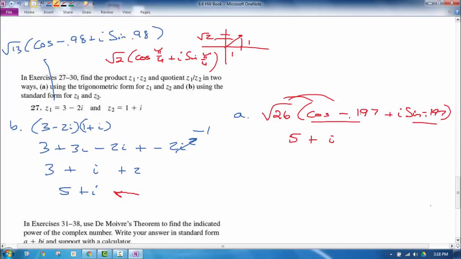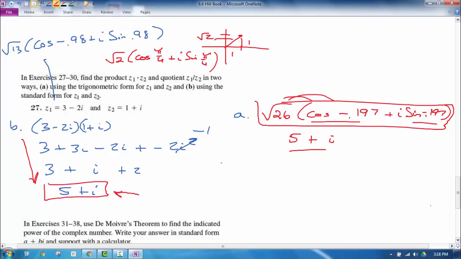But I actually didn't round. I kept it in my calculator and it worked perfectly. Gave me 5 plus i. So it turns out these are the same. It turns out this way was actually easier for this one because of all the weird decimals here and the conversion that needed to take place, but both ways will get you the same answer. It turns out that this is the trig form of the multiplication of these two complex numbers, and this is the regular a plus bi form.